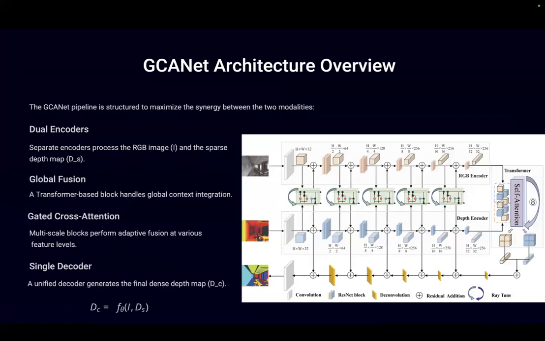So this is the main architecture which they have. First is the dual encoder. The first input is the RGB image, and the second one is the sparse depth map. So they have two separate encoders in this architecture: first is the RGB encoder, and second one is the depth encoder. They first put in some convolution and deconvolution layers so that they can downsample the images.